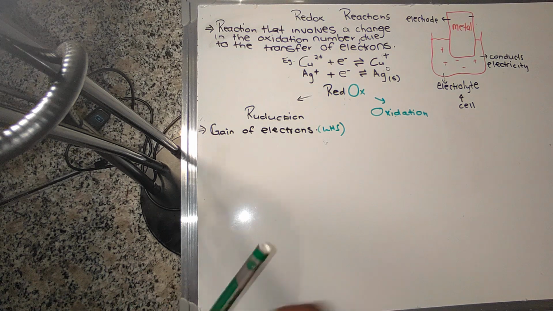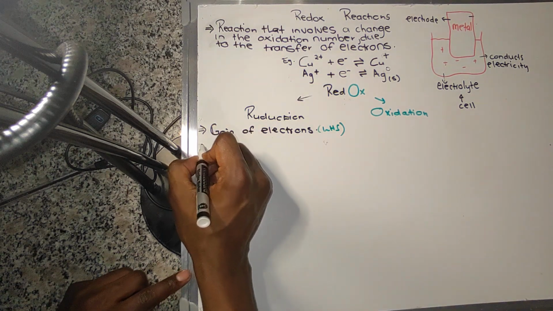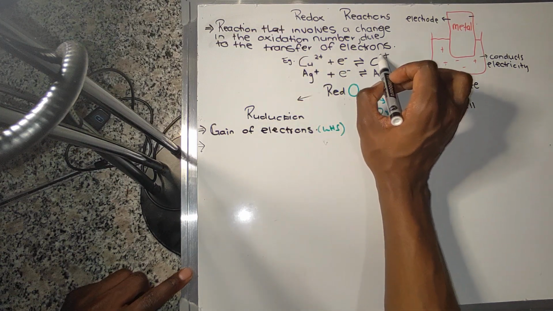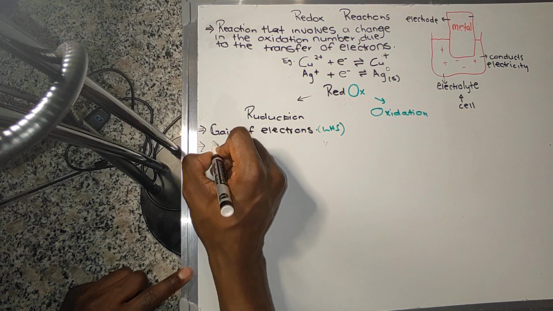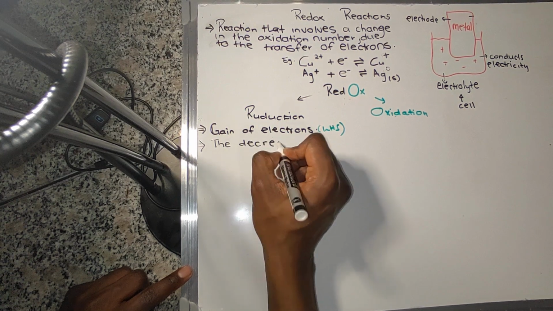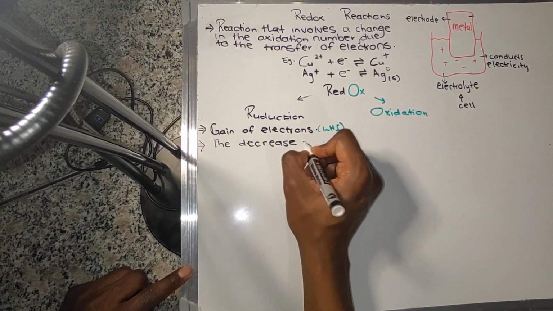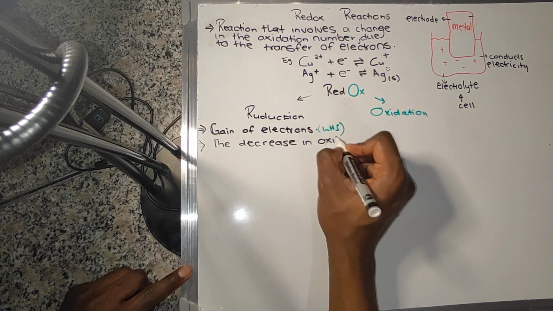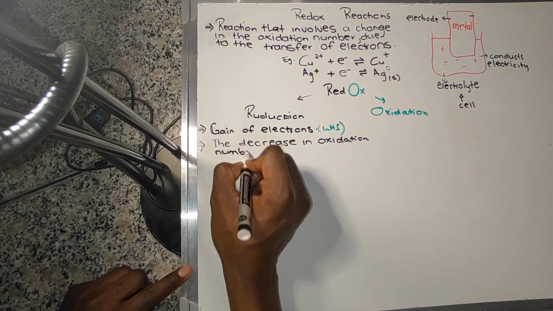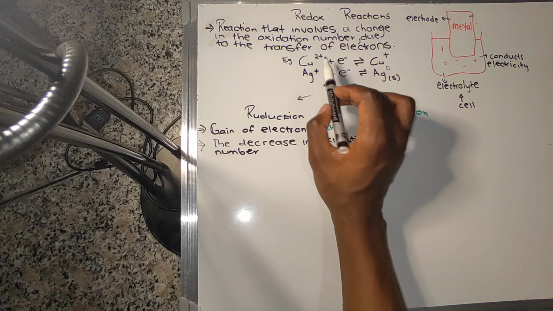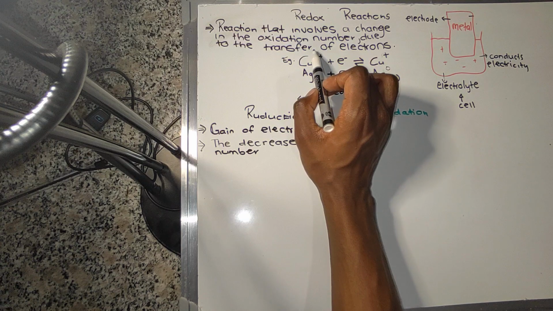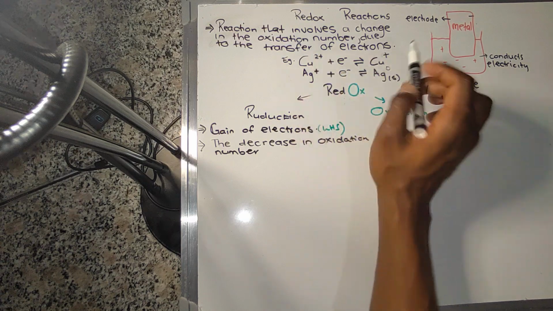Let us continue. We also define reduction in terms of oxidation number. So can you see that in reduction, the oxidation number is decreasing? So now, reduction is simply the decrease in oxidation number. Now, let us continue. We can see that it is moving from 2 to a positive 1. So it is being reduced. Okay, all the way from 2 to 1.